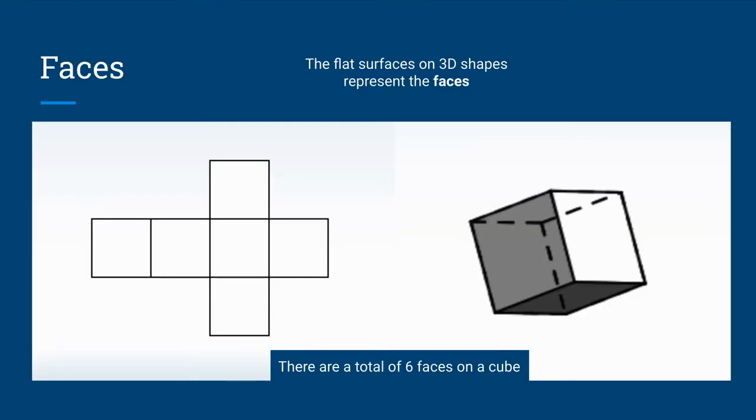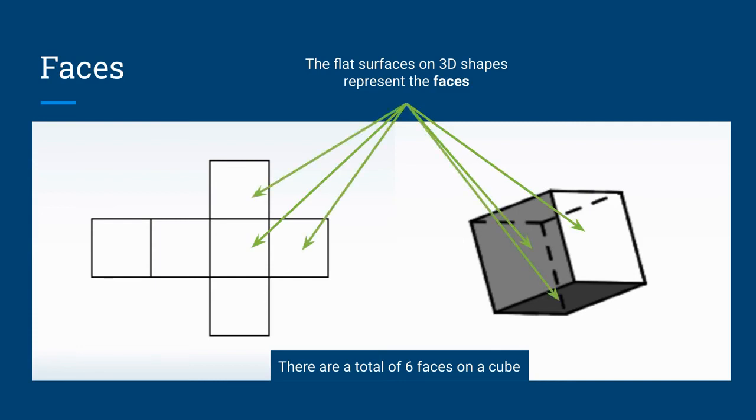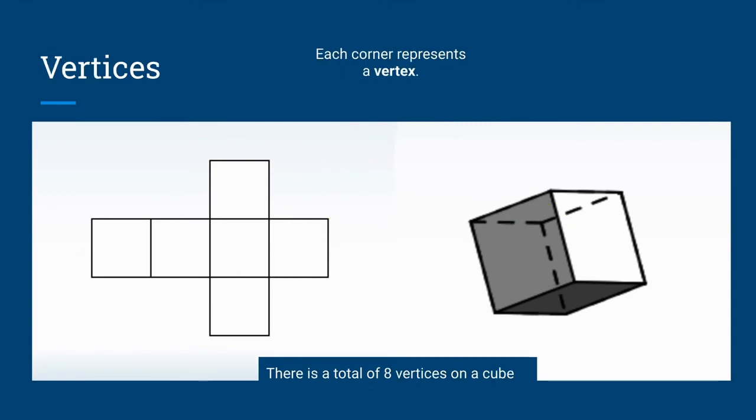Now that Parth has talked about various nets, we can now talk about the components that they have. In the next couple of slides, we'll be using the net and 3D diagram of a cube to talk about the faces, edges, and vertices. First off, we have the faces. The faces are the flat surfaces of a 3D shape as shown below by the arrows, and there are a total of 6 faces on a cube.